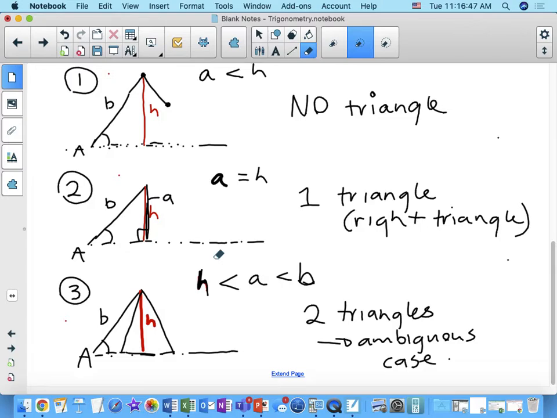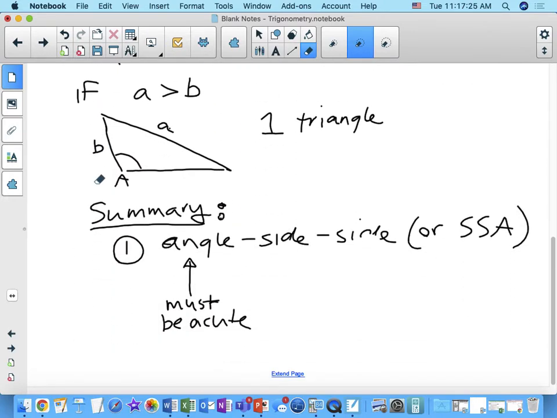Yeah? If it was above, or if A was larger than B, would it still be an ambiguous case? If A was larger than B, then I believe you would only have one triangle. Yeah. If A was larger than B, let's try it.